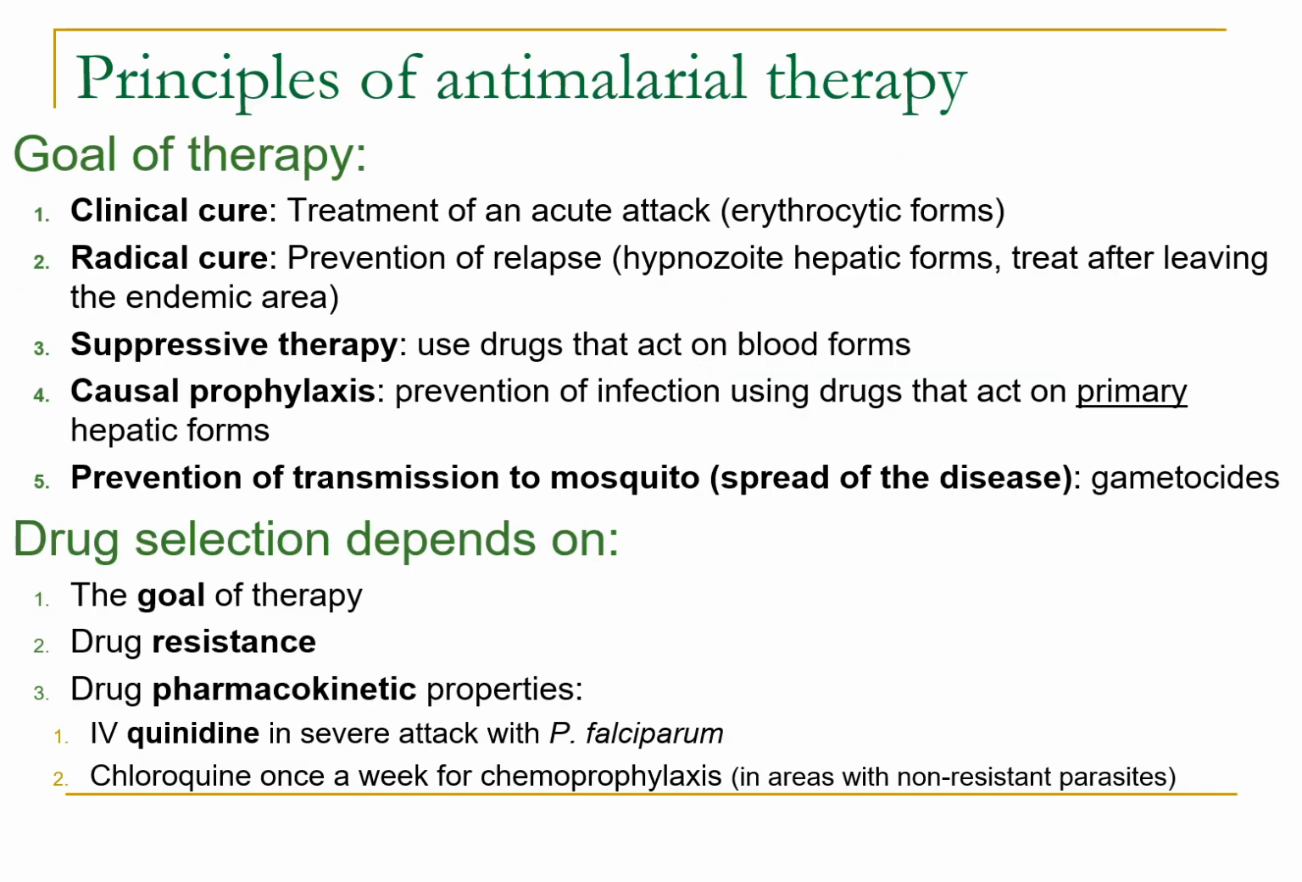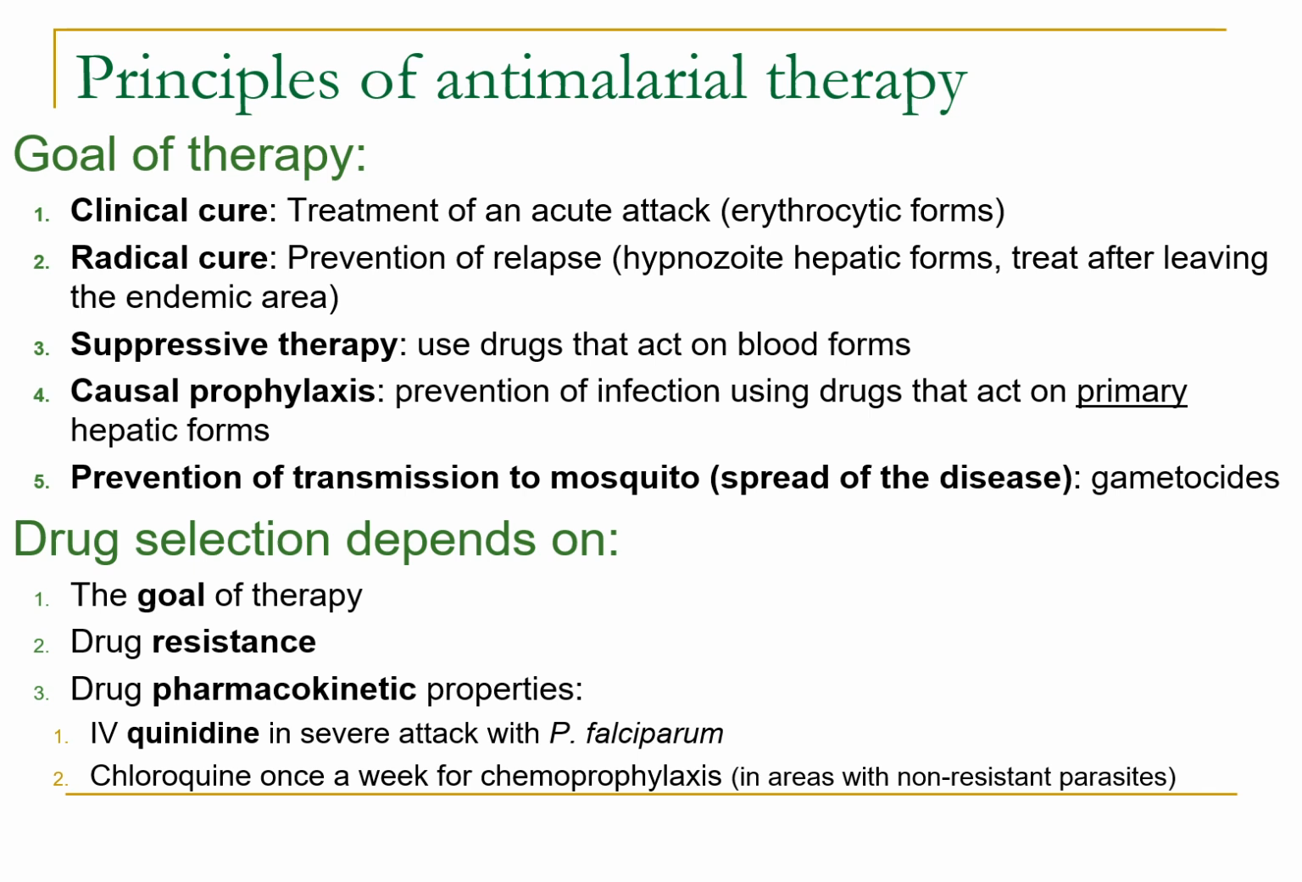Some important principles. We want to ask ourselves, what is the goal of the therapy? Are we aiming for only clinical cure, meaning that we want to treat the acute attack, the fever that happens every 3 to 4 days, the erythrocytic form? Are we aiming for radical cure? What I mean here is prevention of relapse, and hence in this case we really want to get rid of the hypnozoites in the liver.